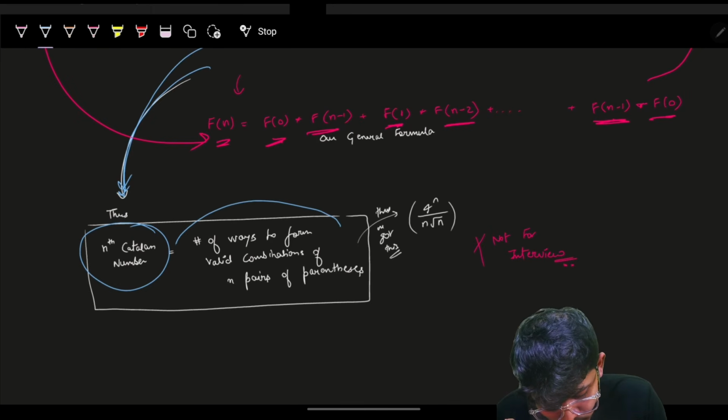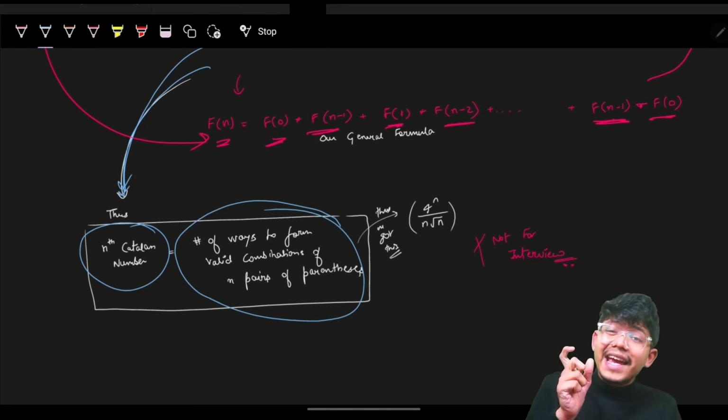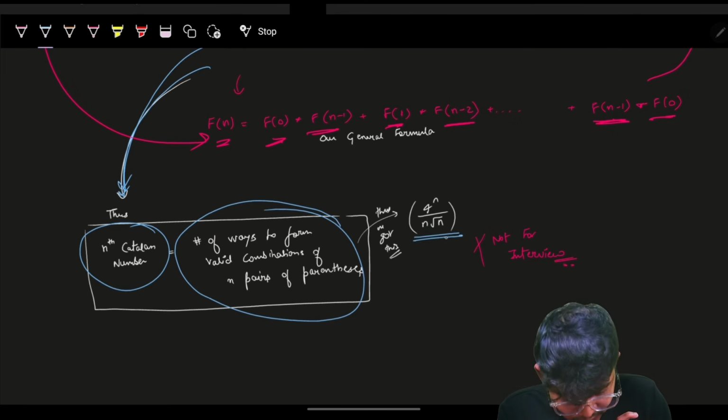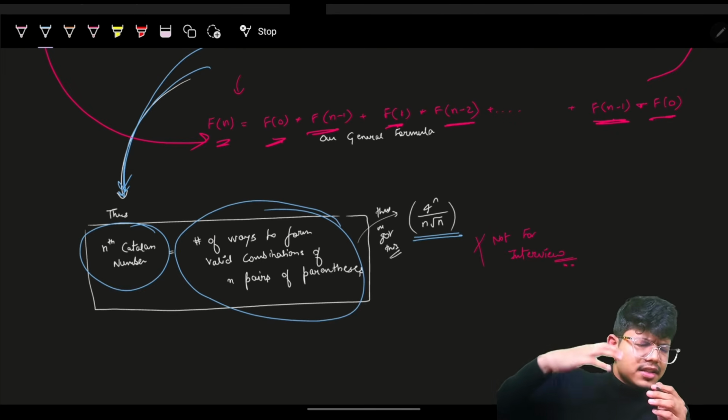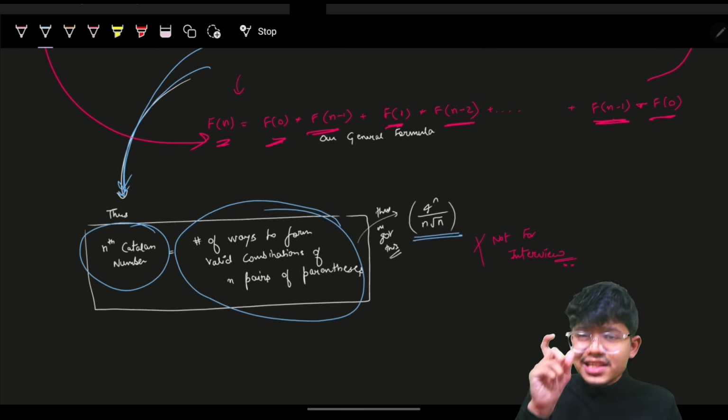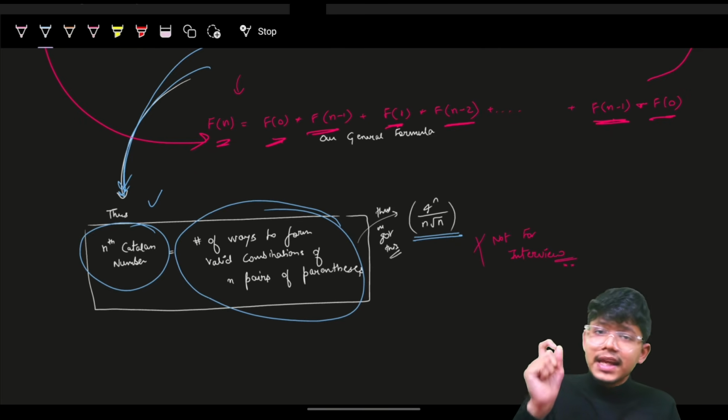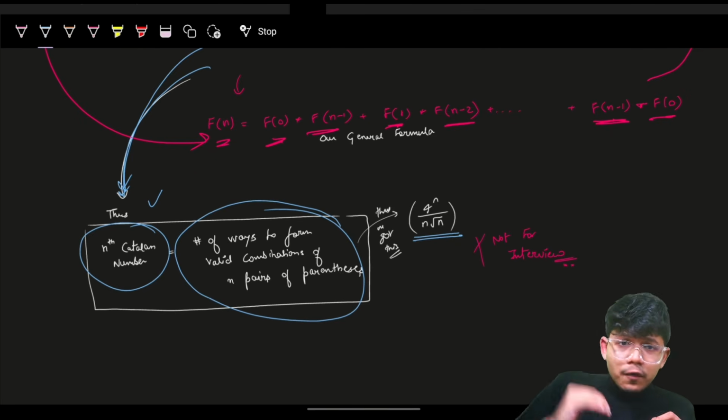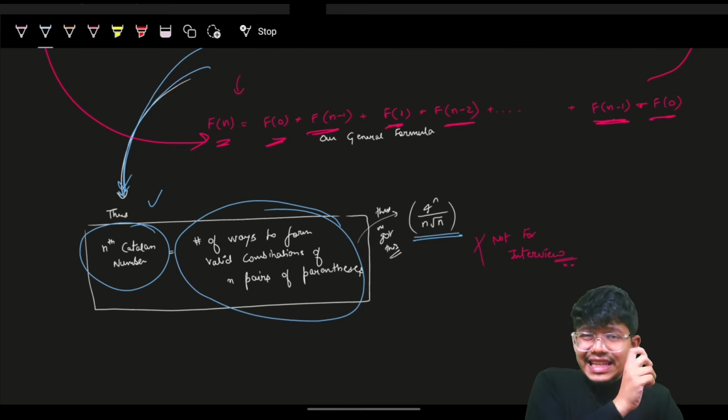So if we generalize this formula, the nth Catalan number actually gives you the number of ways to form valid combinations of n pairs of parentheses, which is nothing but 4 raised to the power n upon n root n. Again, this is a very long proof. You can just look up the nth Catalan number on Wikipedia, where there's a proof. For the folks who are interested, just get this known.